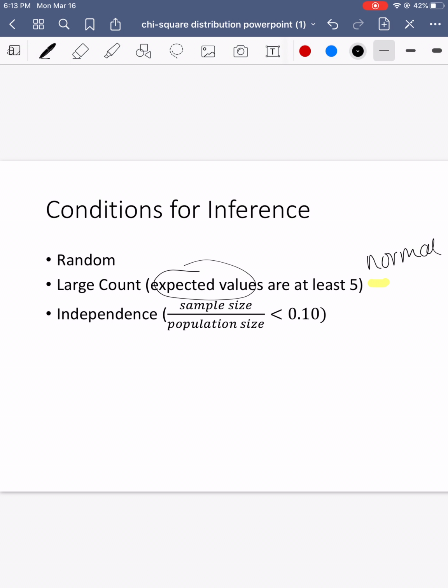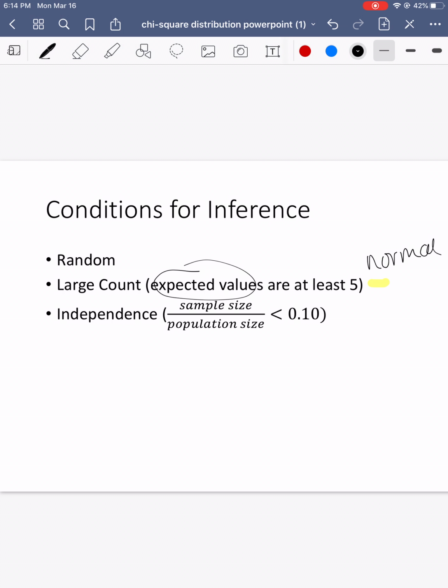So we're going to talk about expected values in our example, but when I am dealing with categories, I should expect at least 5 in each. In the example we're going to look at, there are multiple choice answers, so I should expect at least 5 answers to be A, or at least 5 to be B, and so on and so forth. And then we need to test for independence just like we would normally do.